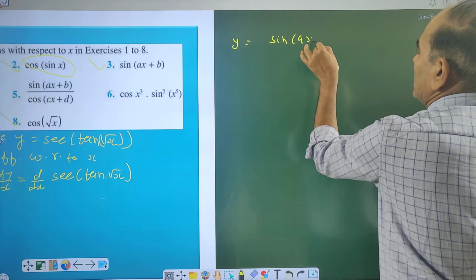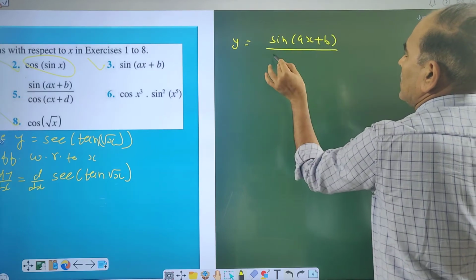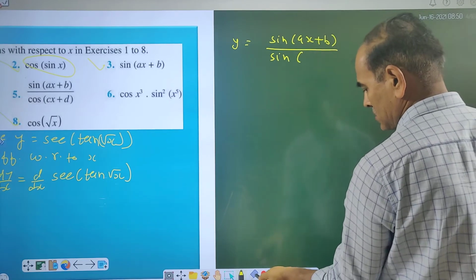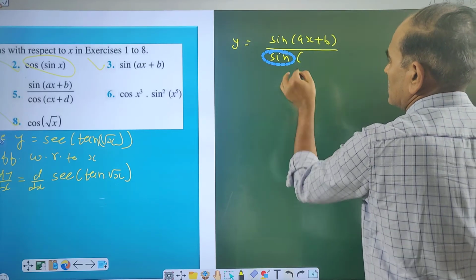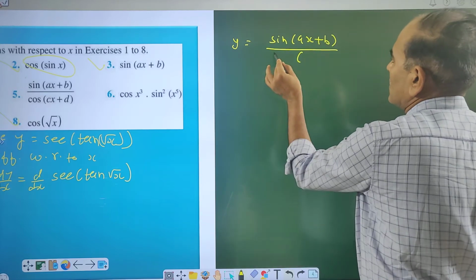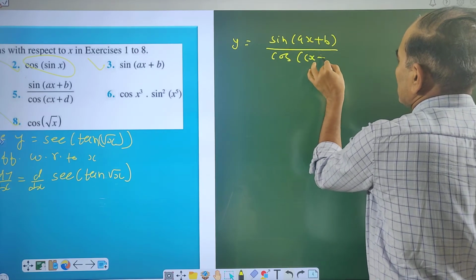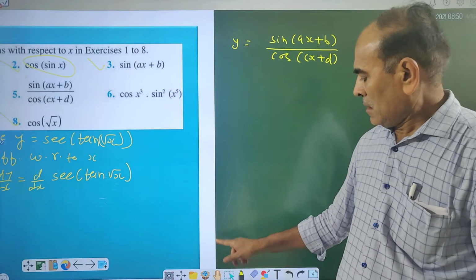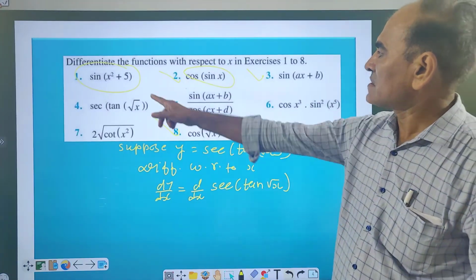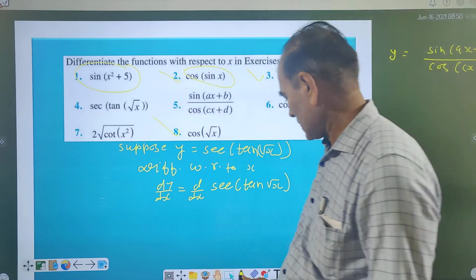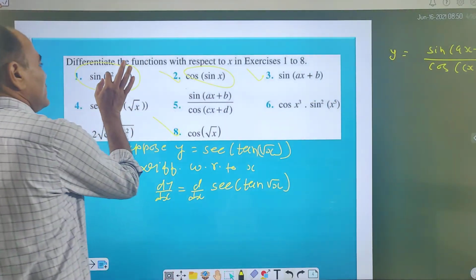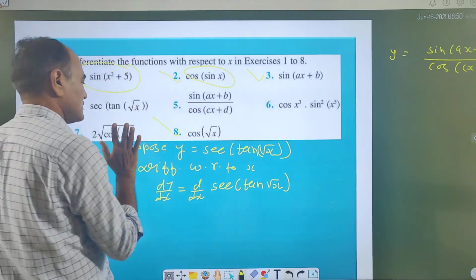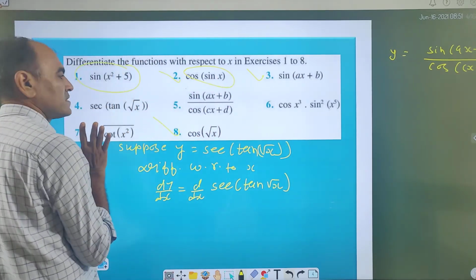Sin(ax + b) upon cos(cx + d). That is the given problem. If we observe the first, second and third, we see that here only a single variable x is there, x is there, x is there. Here x is there, here also x is there, here also x is there.